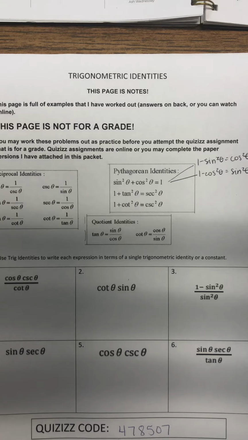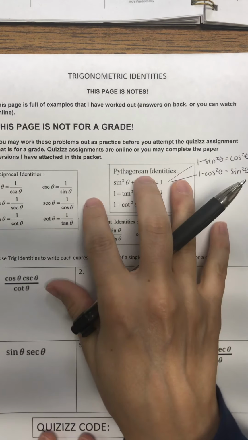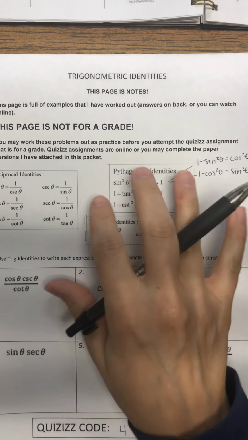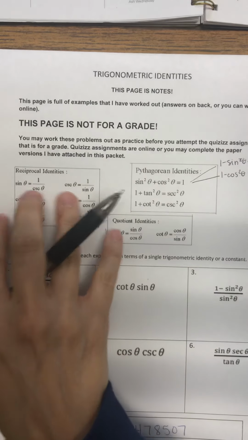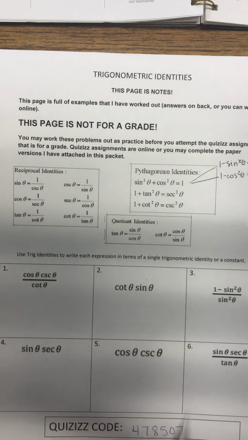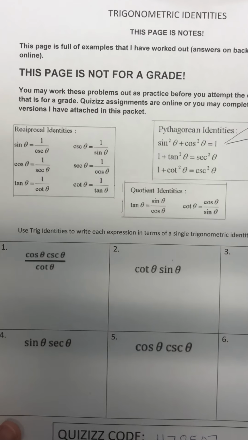What we did in class, we would try to use Pythagorean identities first. That was just kind of the way that we tackled these. If we couldn't use that, then we went to our reciprocal and our quotient identities to get everything in terms of sine and cosine. So I'm going to stay with that trend.